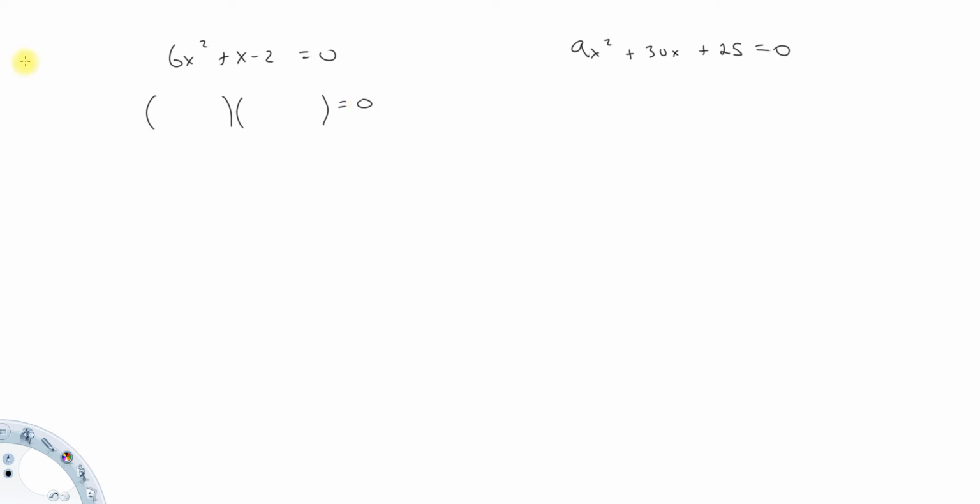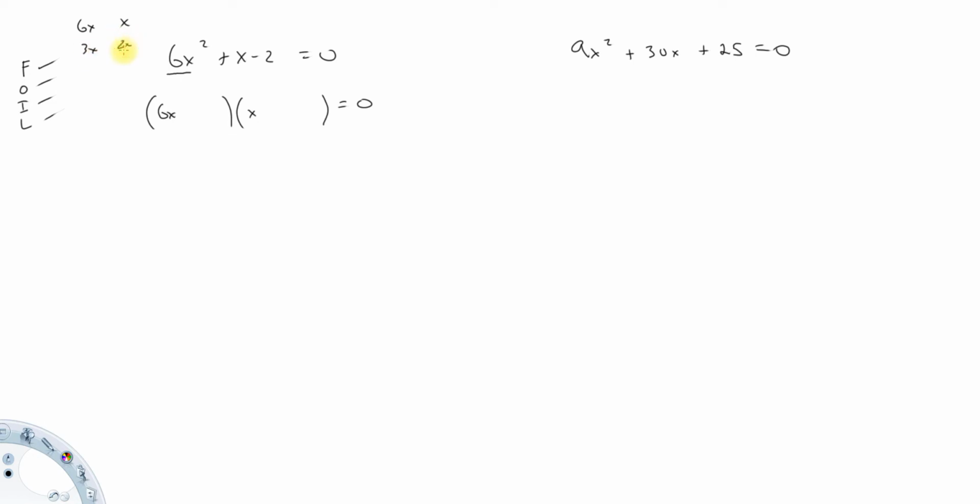And it's important to understand the FOIL process, which stands for first, outer, inner, last. That's how you multiply binomials. So when you're factoring, basically what you're trying to do is undo this. When you factor, the first thing you do is take a look at the 6x squared. Possible terms that'll give us a 6x squared are possibly 6x and x. In fact, let me write these over here. 6x and x, or maybe 3x and 2x.